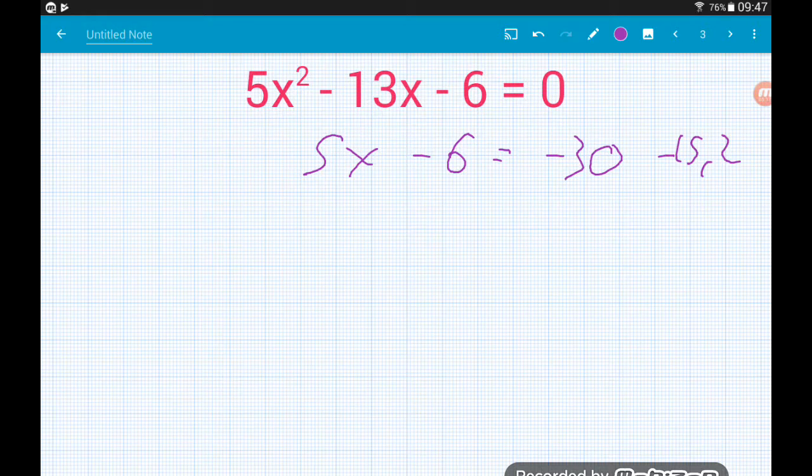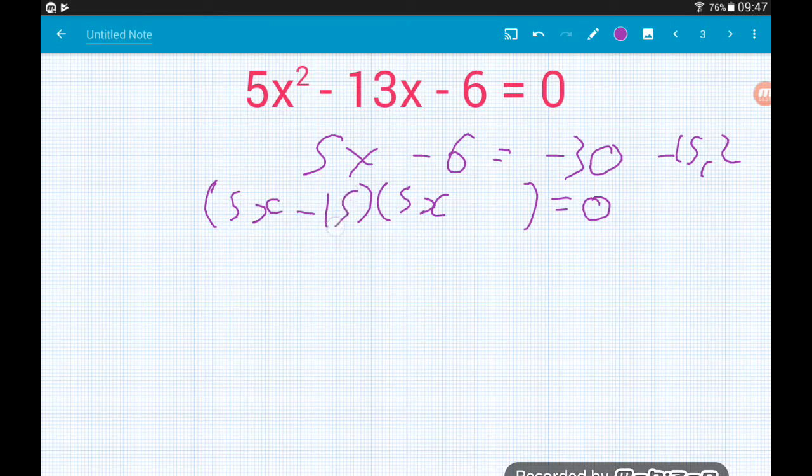So we've got a 5x squared at the start of our quadratic. So inside each bracket we whack a 5x. Don't forget the equals 0 at the end. I always used to be guilty of that. Now inside each of those brackets we put one of those two numbers. So we got 5x minus 15 and 5x plus 2.